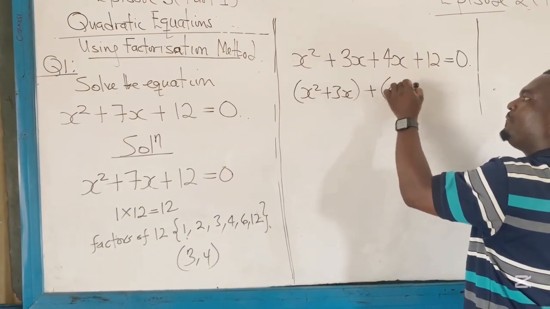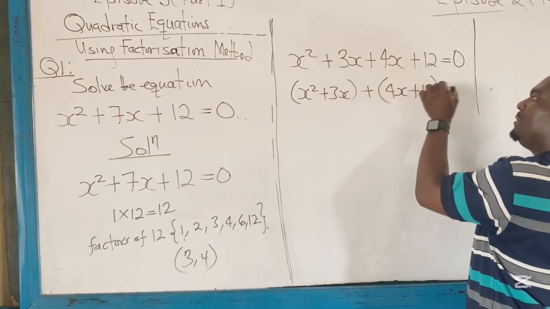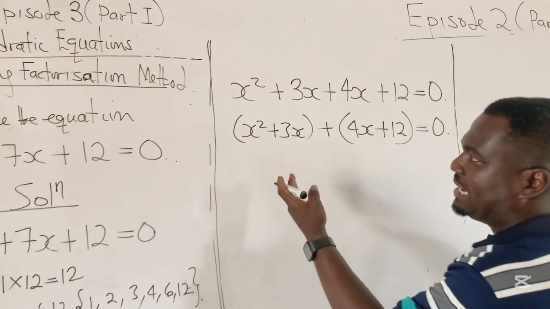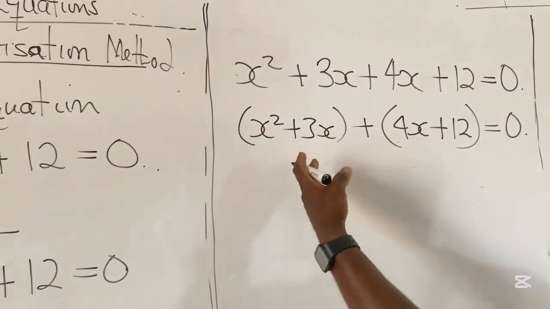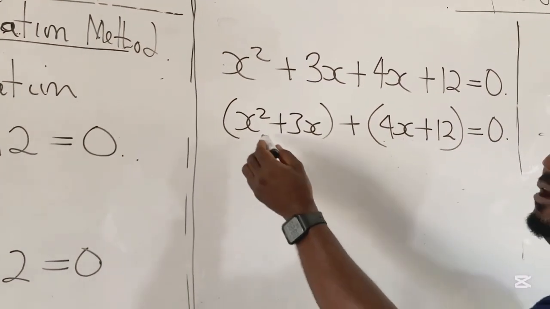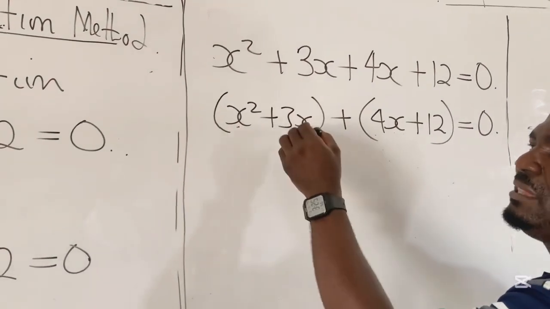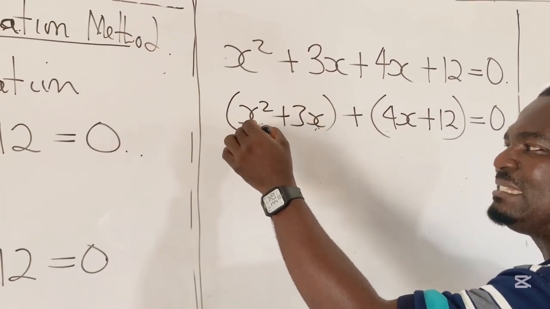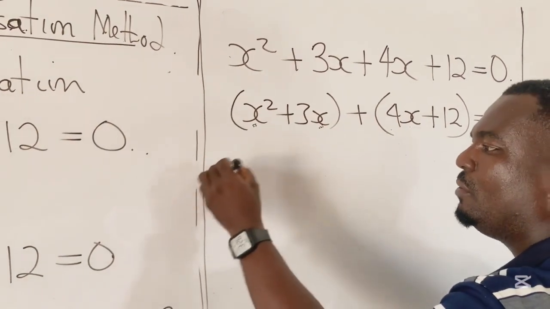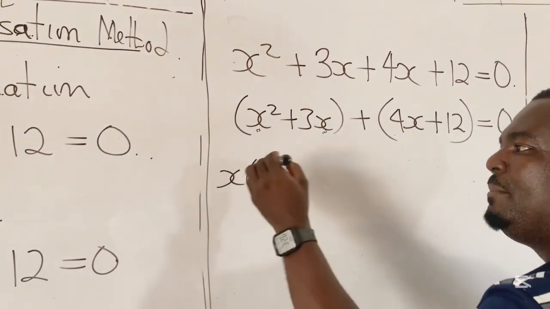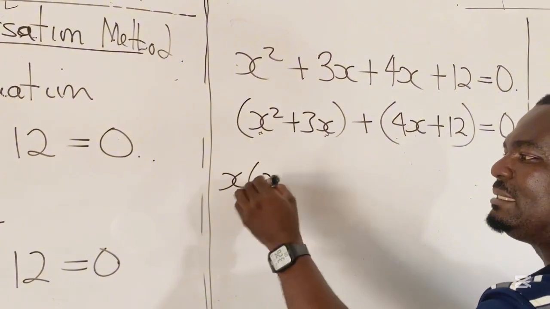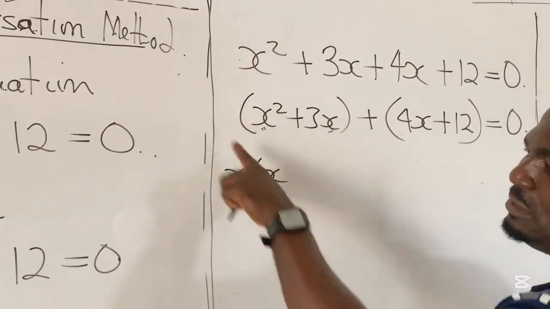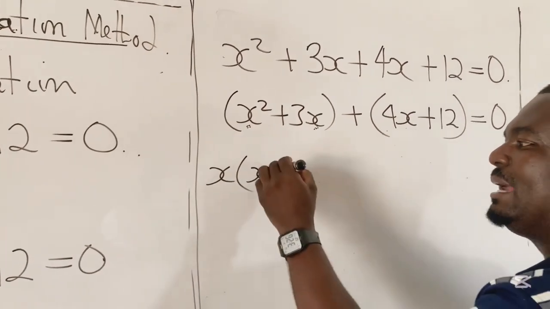The last 2 terms are 4x plus 12 equal to 0. So from here, we can now factorize. The idea of factorization is finding the common element and you factorize that element out. So we can see that x is common to the first term and the second term. So I will take the x out, meaning it is left with 1x, because here was x squared. And I'll factorize this x out, it will be left with 3.